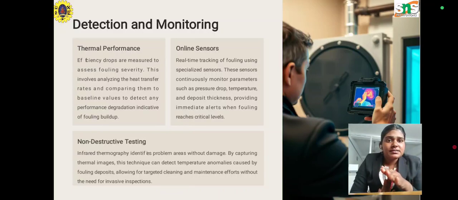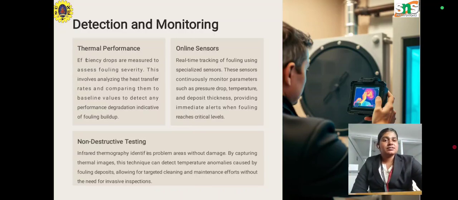Next is online sensors. So real-time tracking of fouling using specialized sensors. These sensors continuously monitor parameters such as pressure drop, temperature and deposit thickness, providing immediate alerts when fouling reaches a critical level. Next is non-destructive thermal testing. Now this is one of the easiest methods. Infrared thermography identifies the problem area without damage by capturing thermal images. So these are the techniques for detecting scaling and fouling of heat exchangers and evaporators.